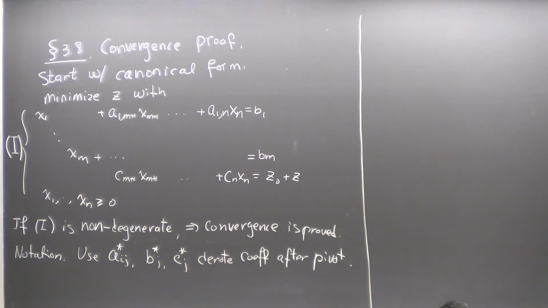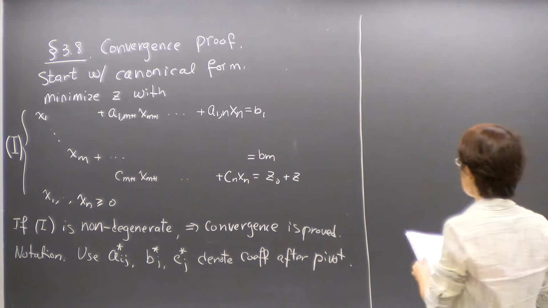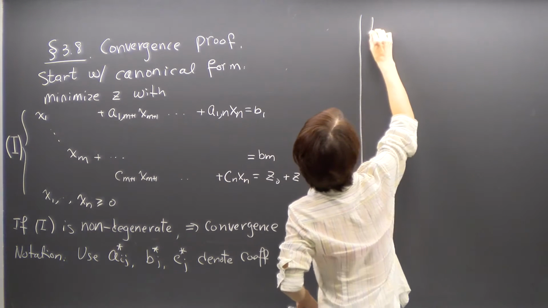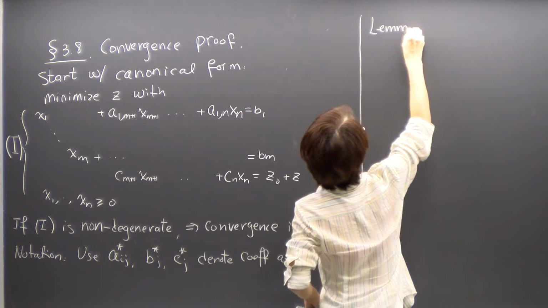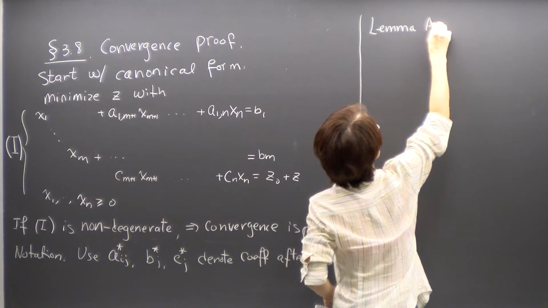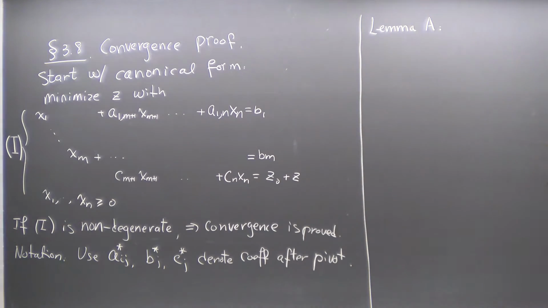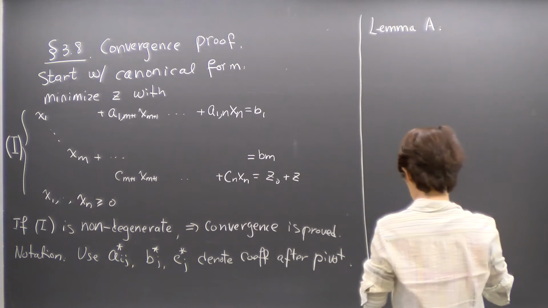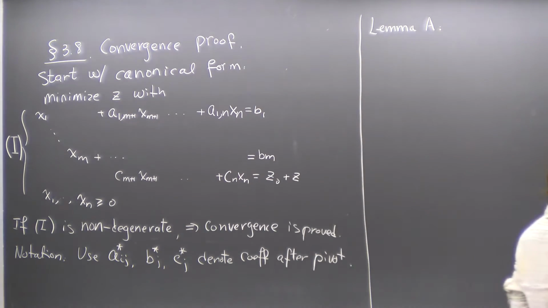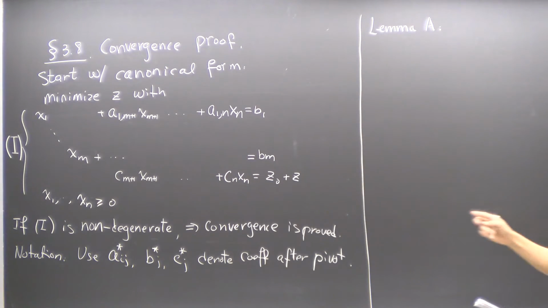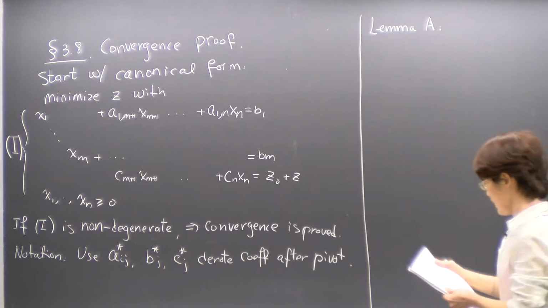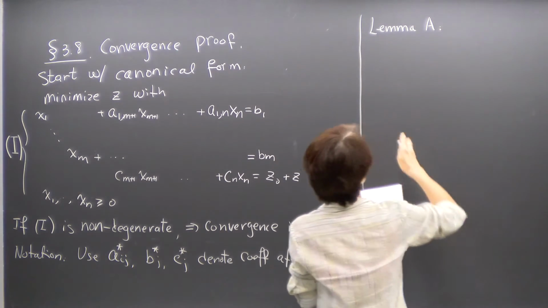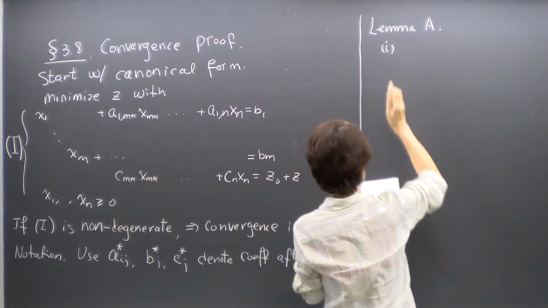So before we get into the proof, we need two technical lemmas. Two lemmas seemingly very obvious, but actually very useful. Let's state them. First is lemma A. Let's label them so I can refer back to it. This talks about the pivoting process, in particular it deals with the b on the right-hand side, whether it's 0 or not. So the lemma contains two parts.